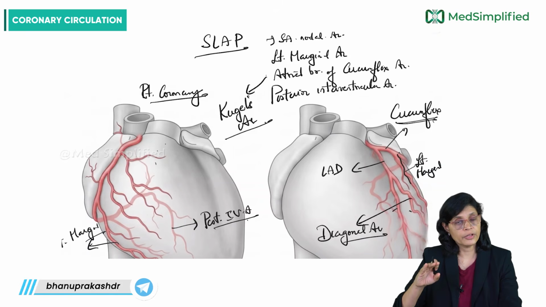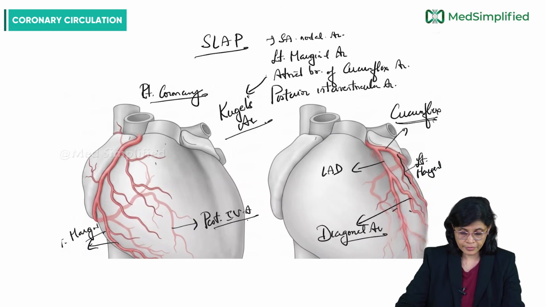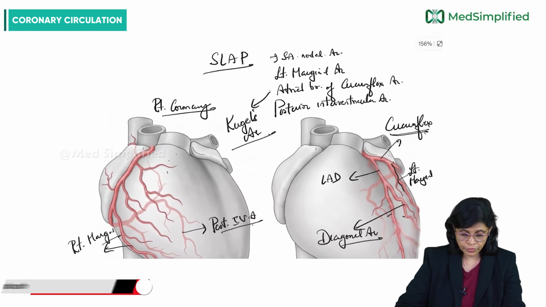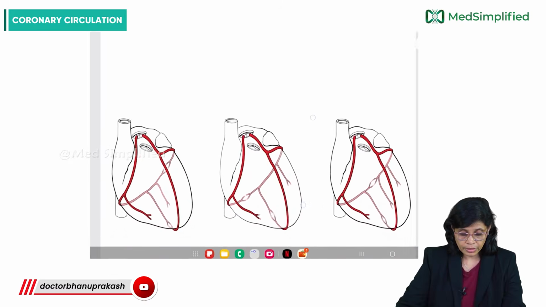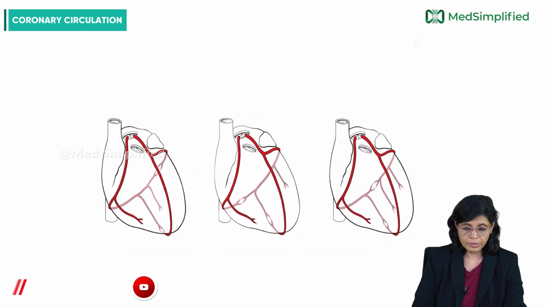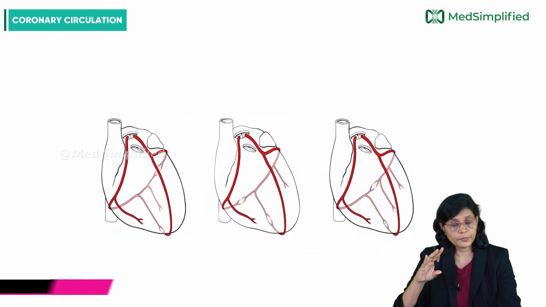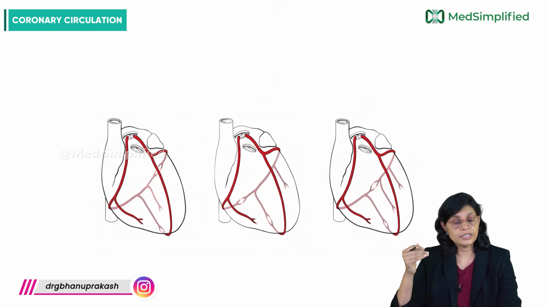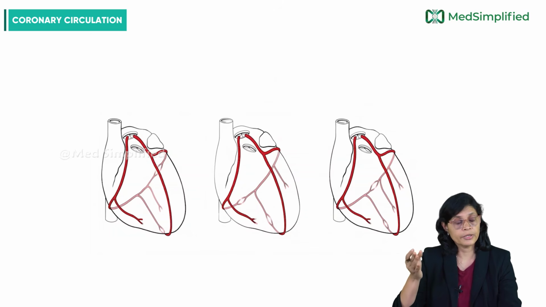Circumflex branch of left coronary. The majority, 70%, it comes from the right coronary itself. So these are the branches of the right and left coronary arteries. There is an important terminology known as coronary predominance. What do we mean by coronary predominance? It is based on which coronary artery the posterior interventricular artery comes from, and we call it right or left coronary predominance.